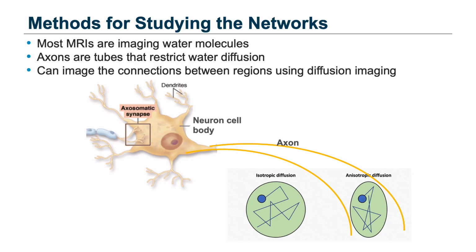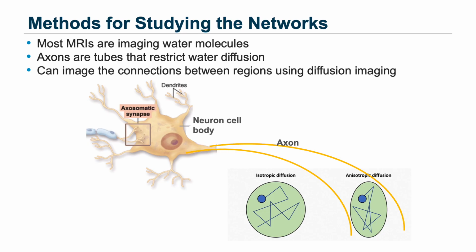So essentially, that axon is a tube that really prevents the water inside it from moving in all the directions it wants. It turns out that the water can move very nicely up and down along the axon, but it can't move as well out, across the axon or away from the axon. So the movement within axons is anisotropic.